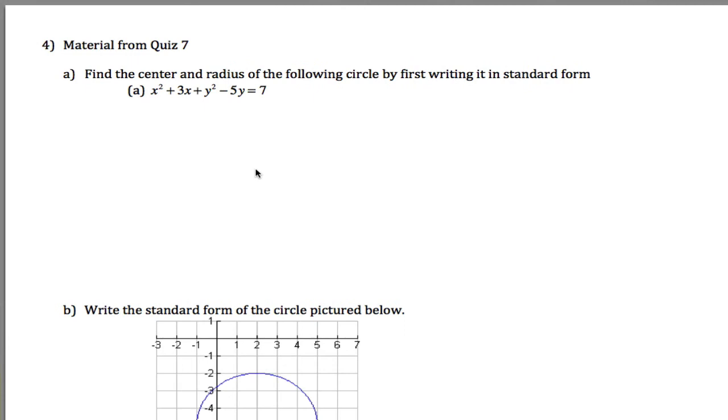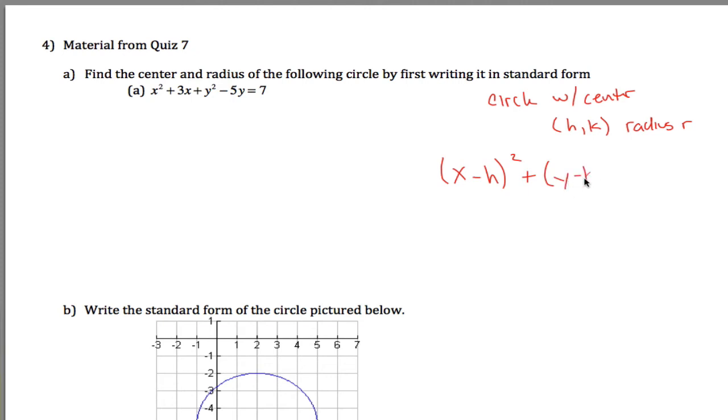All right, moving on, quiz 7. Quiz 7, I referred to this one earlier. This is kind of the circles quiz. What you need to know about a circle is that the circle with a center at the point HK and radius R will look like this.